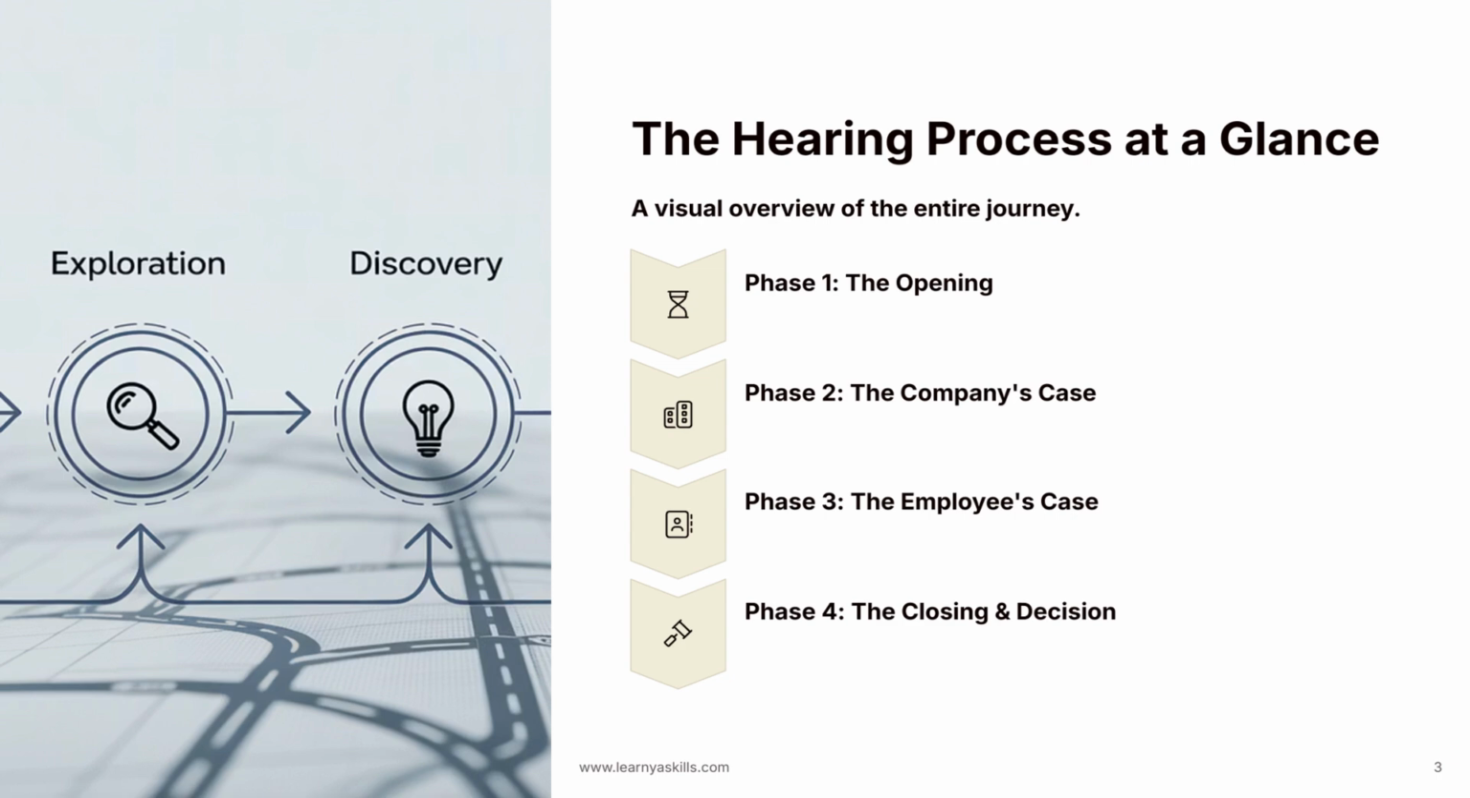Before we start driving, let's look at the entire map. A disciplinary hearing can be broken down into 4 main phases. Phase 1 is the opening, where the chairperson sets the rules of the road. Phase 2 is the company's case, where they present their evidence. Phase 3 is the employee's case, where you present yours. And finally, Phase 4 is the closing and decision, where the journey concludes. Keep this 4-phase structure in your mind. It will help you stay oriented as we go through each specific step.